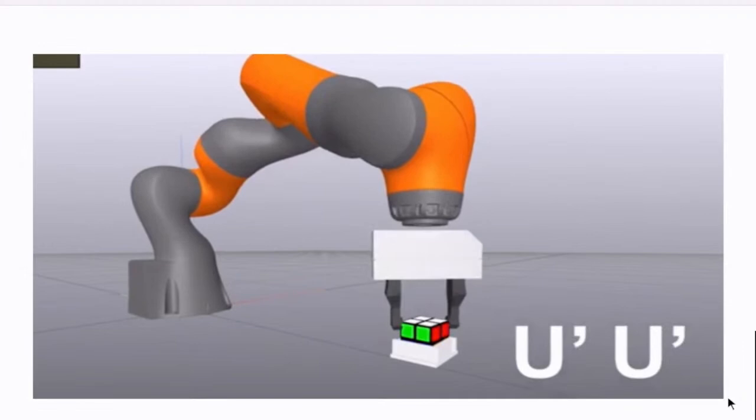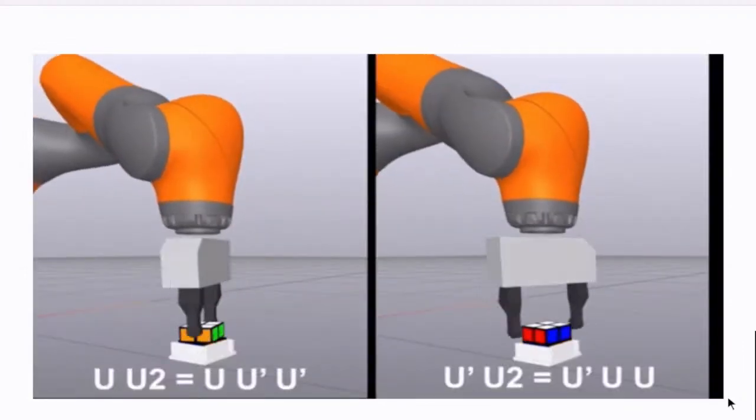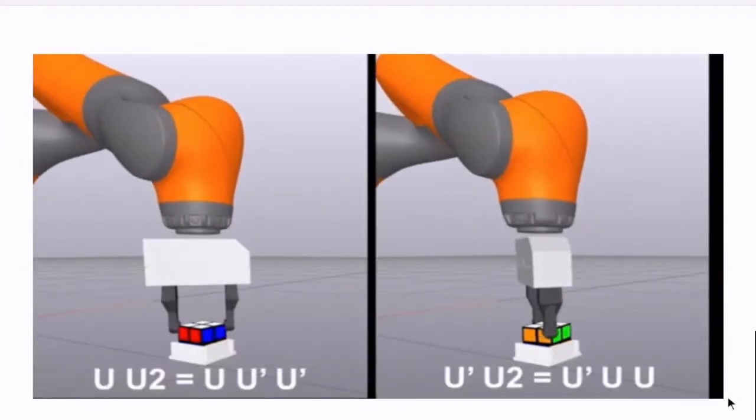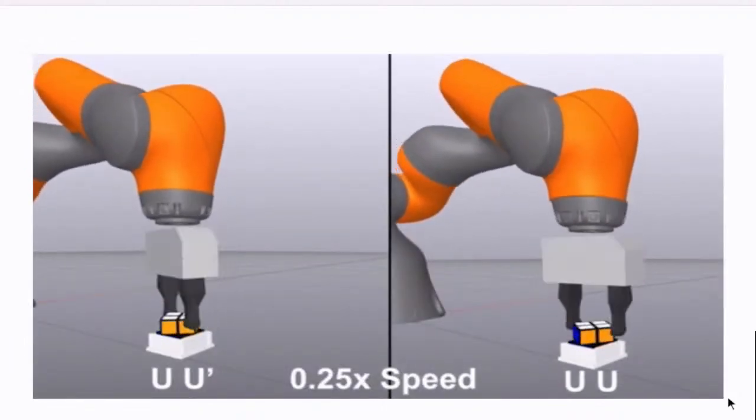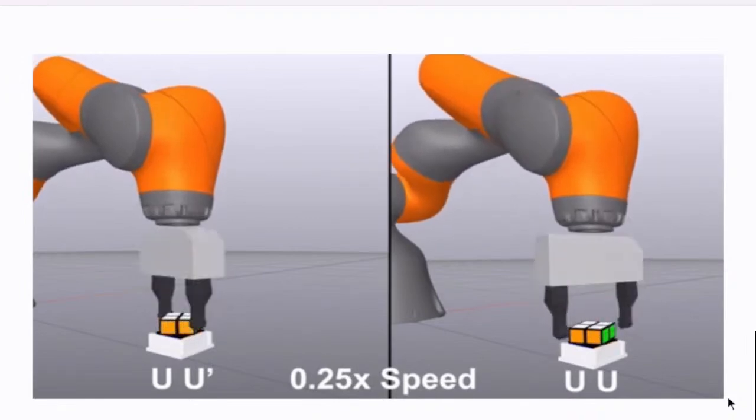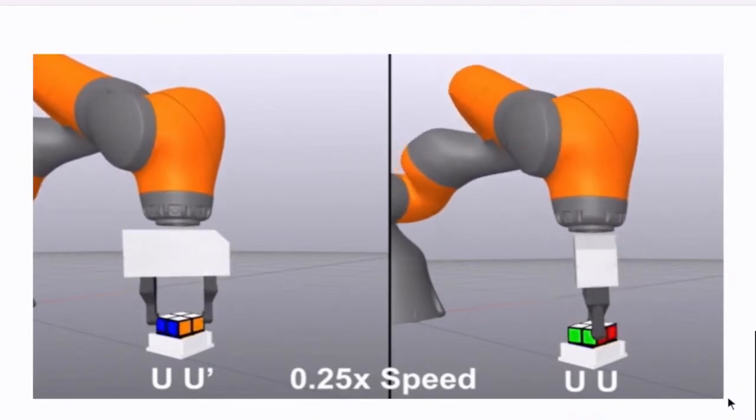Our goal is to make turns quickly, so we should turn in the opposite direction of the previous move. This is because after completing a turn for a U move, the grasp position for the U prime move is closer than the grasp position for the U move, and vice versa.